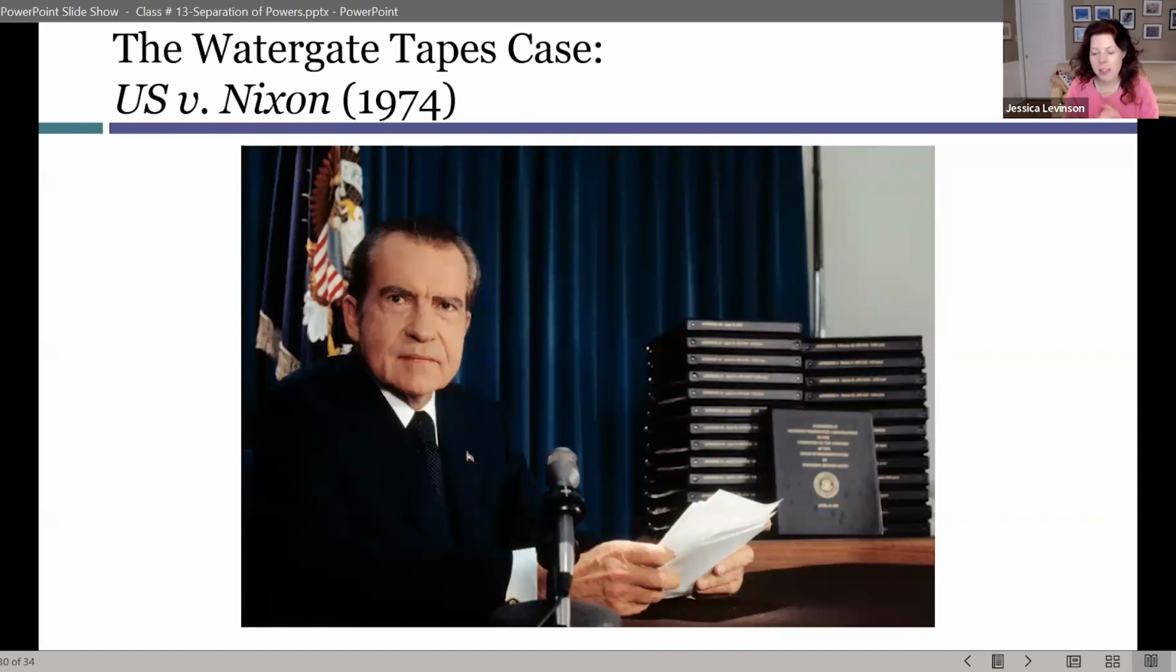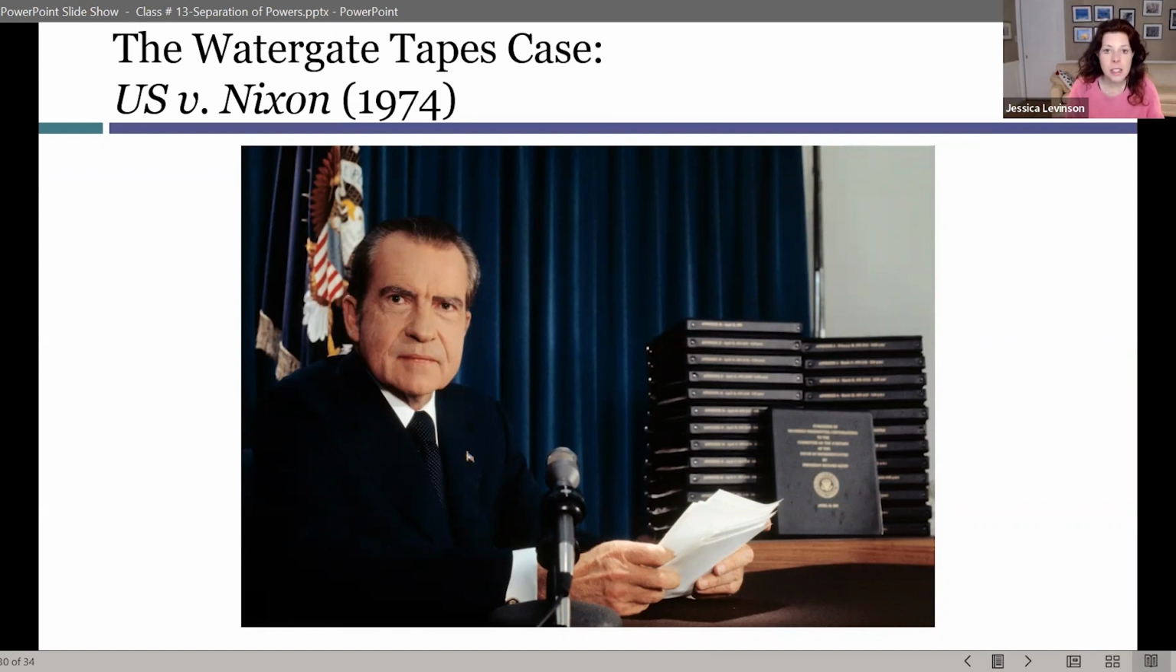Now, what's going on in this case? There's a special prosecutor, and he wants audio tapes of conversations recorded by former President Nixon in the Oval Office. He wants the Oval Office tapes. This is partly a result of a grand jury returning indictments against some of former President Nixon's advisors because of their participation in the Watergate affair.